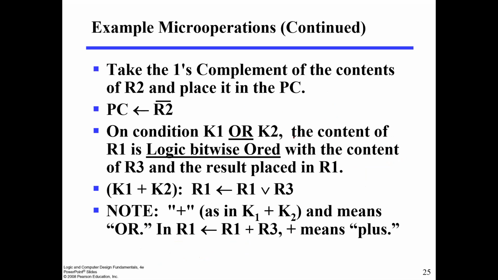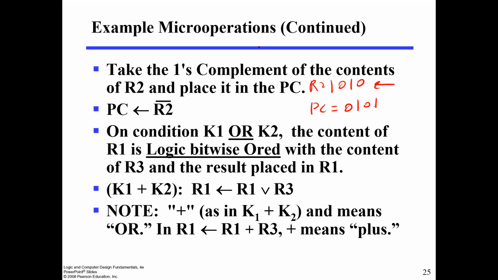Okay, more examples. If I write PC takes the value of R2 bar, that means I will complement R2 and store it in PC. The value of R2 is not going to change. This is an operation that will be applied to R2 and then passed to PC. So if R2 equals 1010, after this operation, the value of PC will be 0101. The value of R2 will stay the same because I just used it as a source.